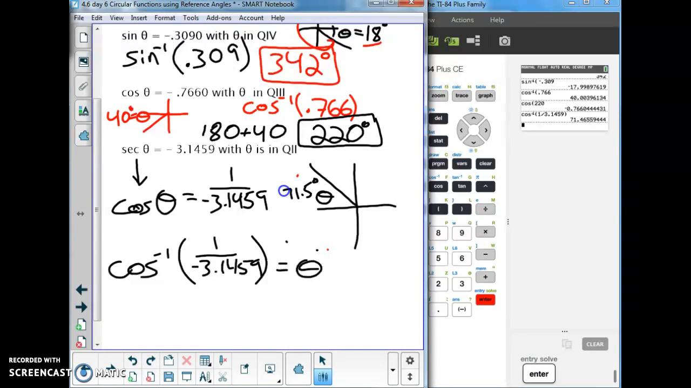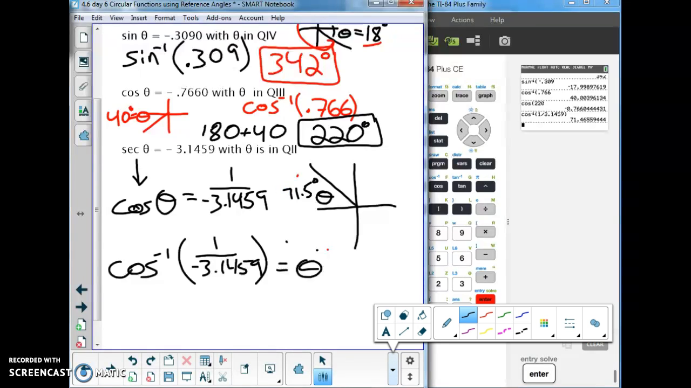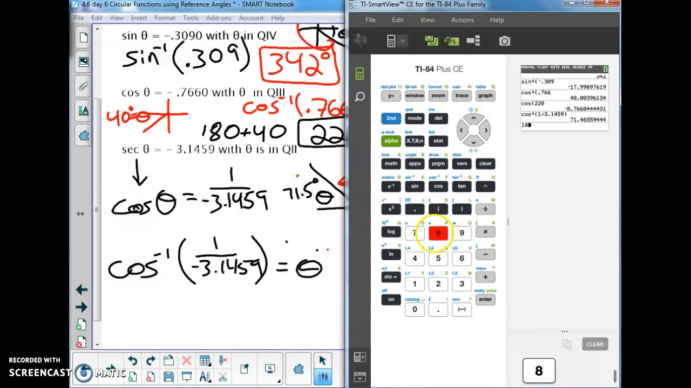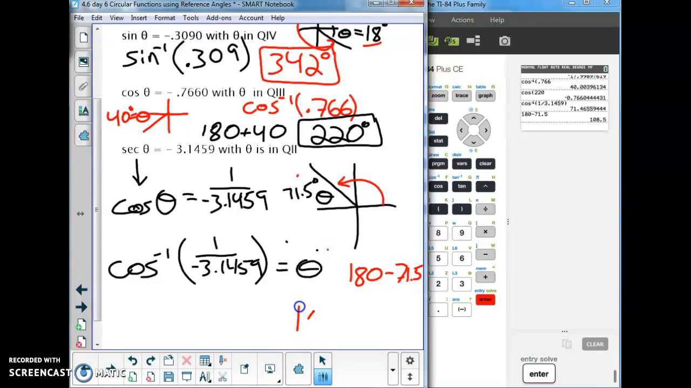Well, if I wanted to find the angle measure, if I started in standard position and worked my way around, that's going to be 180, so the x-axis, minus 71.5, because I just barely fell short. So we can calculate that real fast. 180 minus 71.5. And boom, 100.5 is our answer. So 100.5 is the angle that if we plugged into a secant function would give us negative 3.1459.